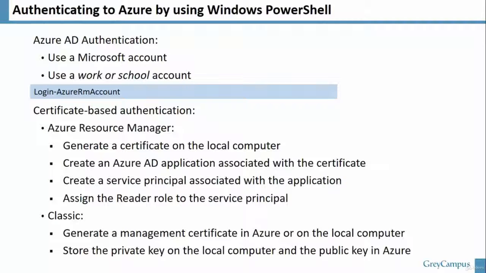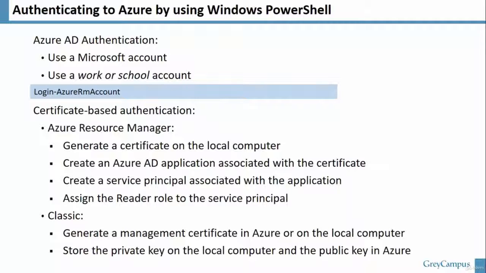So if you have multiple subscriptions, you can set the current subscription by using the Set-AzureRmContext cmdlet with the name or ID of the subscription that you want to use. To save the current authentication information to reuse it in another Windows PowerShell session, you can use Save-AzureRmProfile. The other type of authentication is certificate-based authentication.